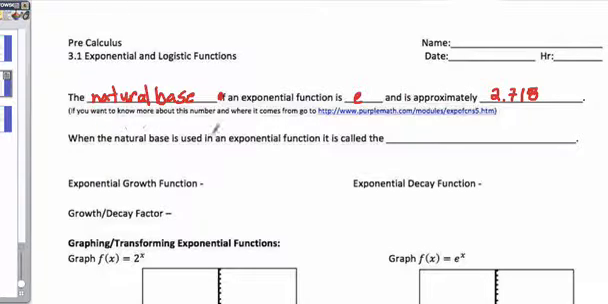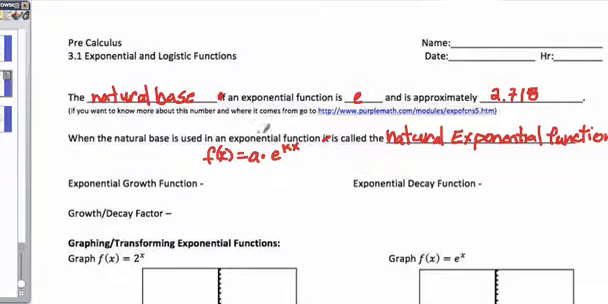Okay, when the natural base is used in an exponential function, it is called the natural exponential function. That is horribly written. I'm having all kinds of pen problems, but make sure you write down the natural exponential function. Okay, so here's what that looks like. And notice that our b is the natural base, so our b just disappeared and we put an e, and that e is a constant. Okay, it's not changing, it's always going to be this number.